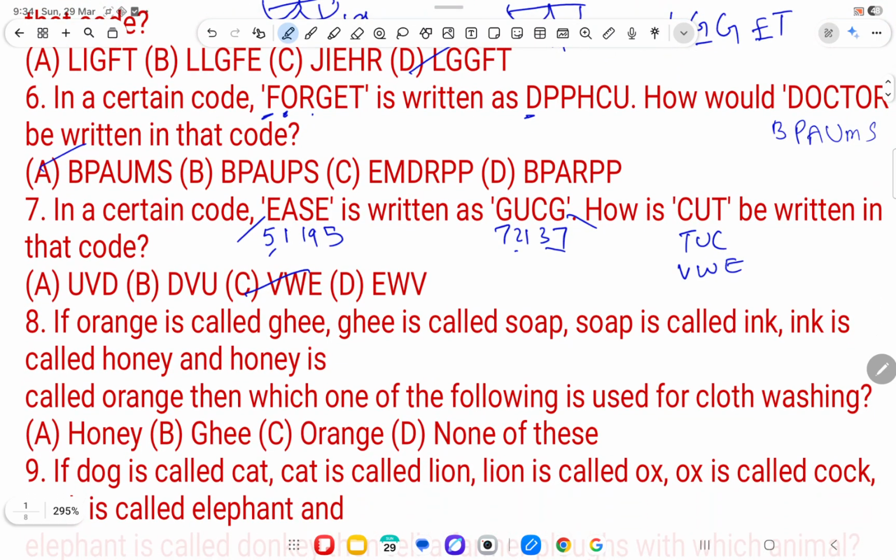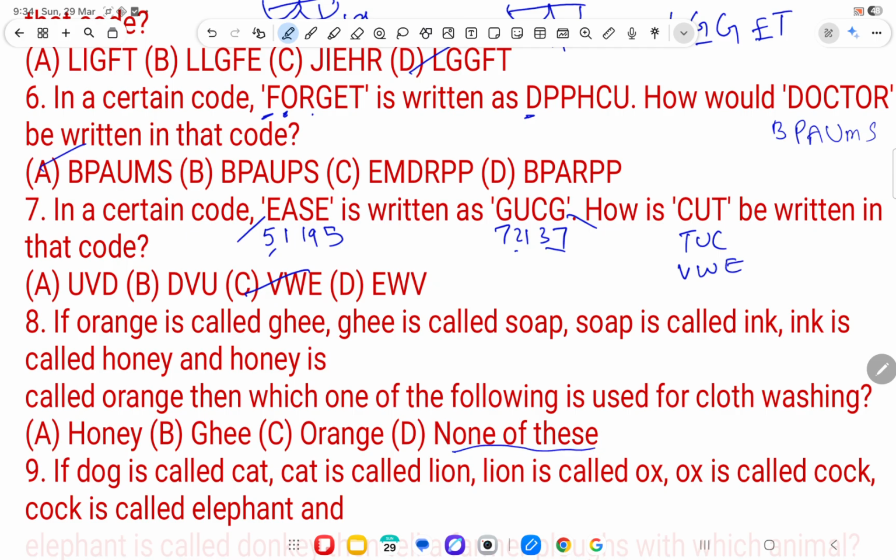Then if orange is called ghee, ghee is called soap, soap is called ink, ink is called honey, and honey is called orange, then which of the following is used for cloth washing? Which we use for cloth washing? Soap. Actually we use soap. Then soap is given as ink. That's all. We have to stop there. So soap is called ink. So ink is our answer. Ink is not there, so none of this is our answer.